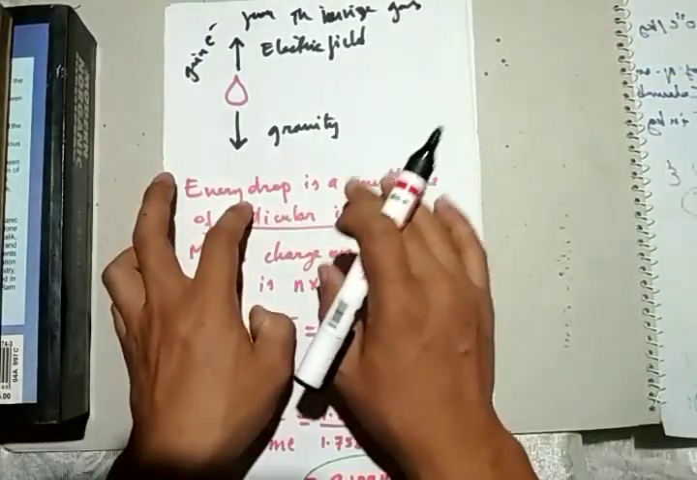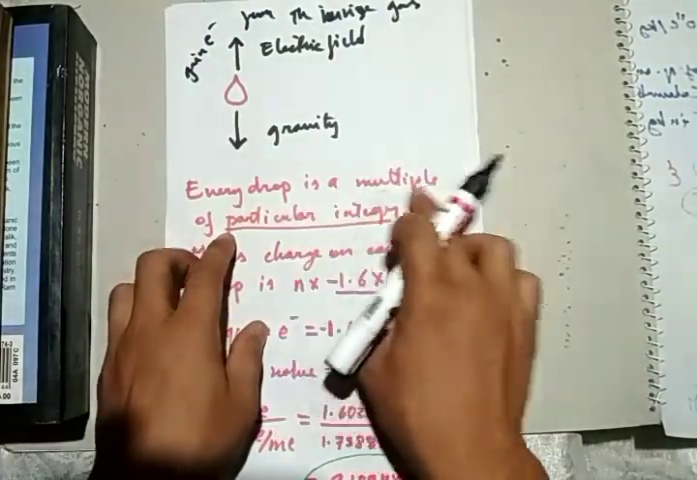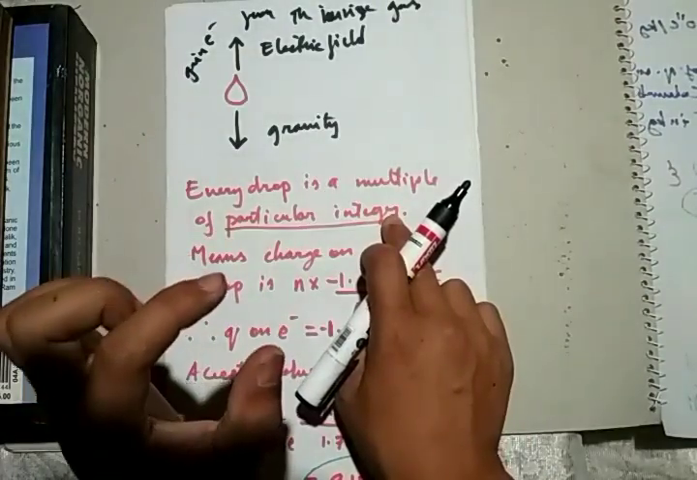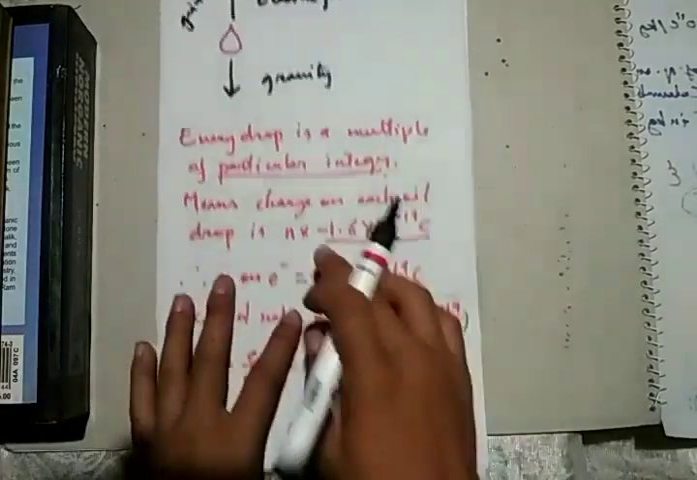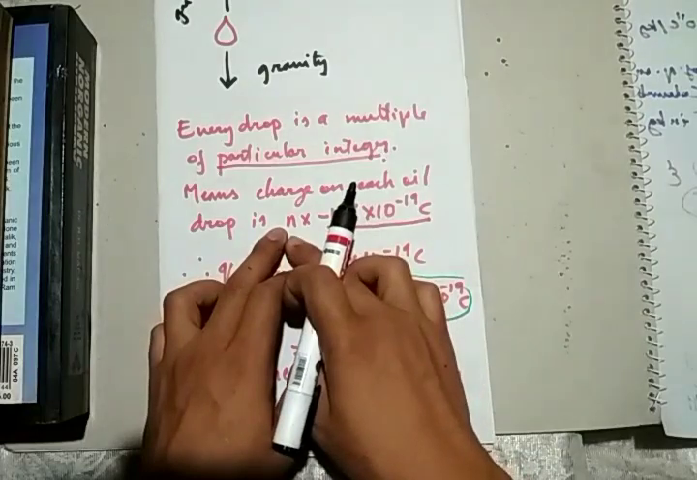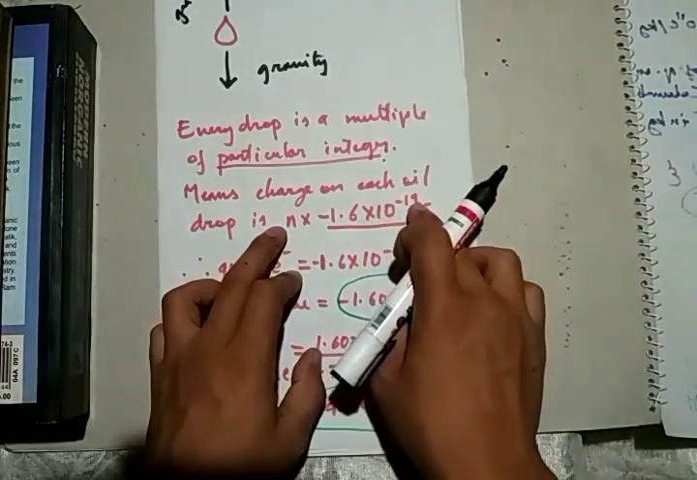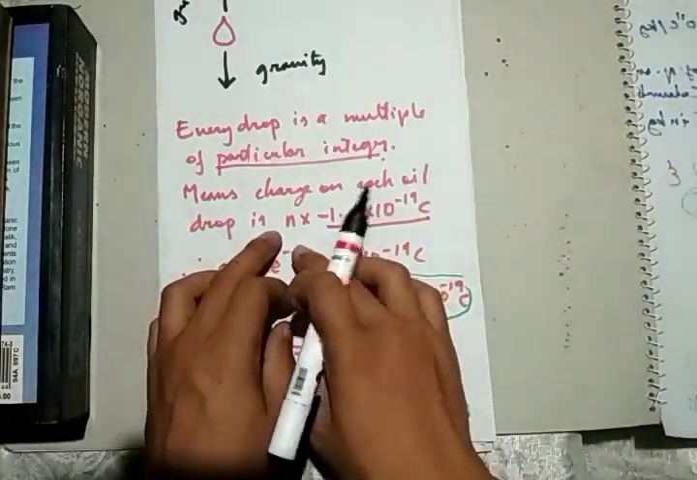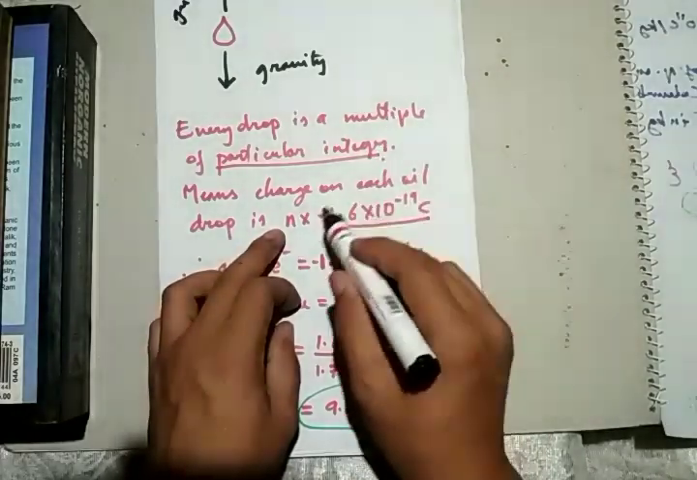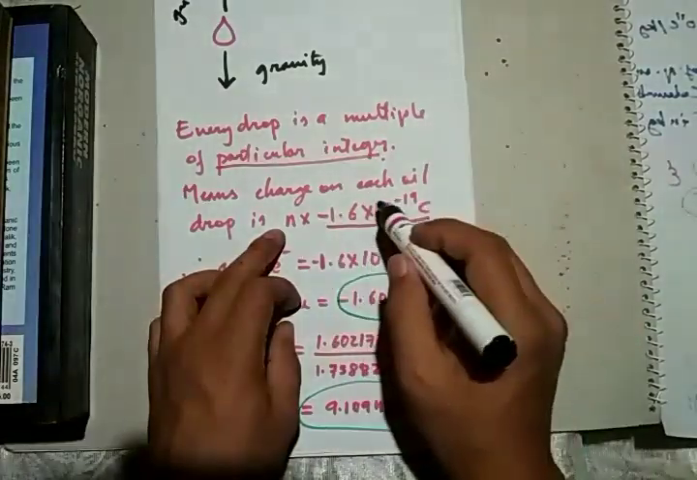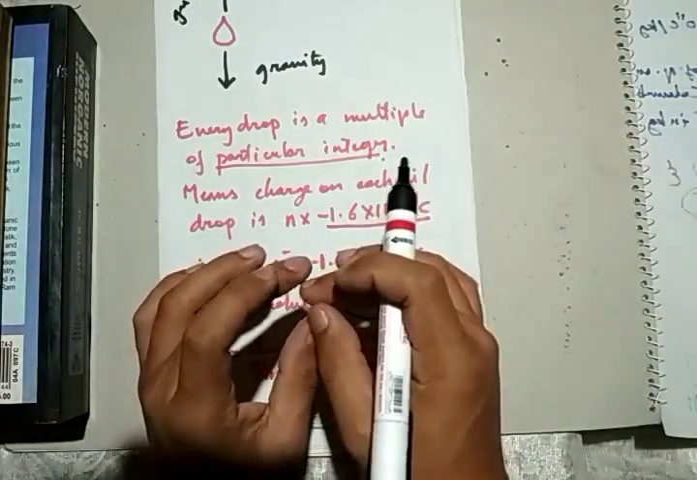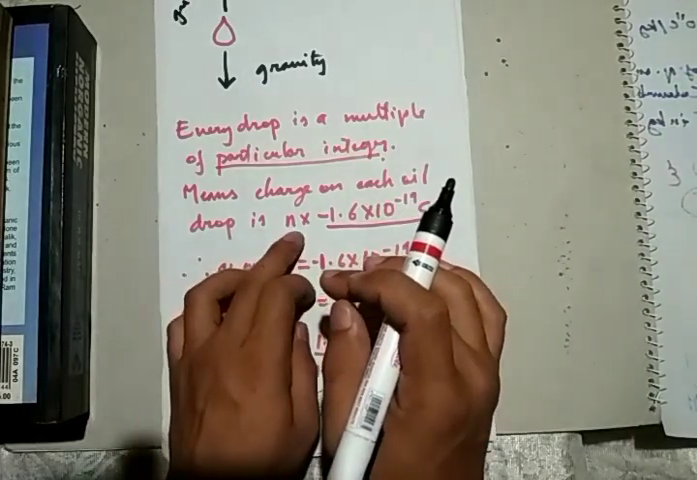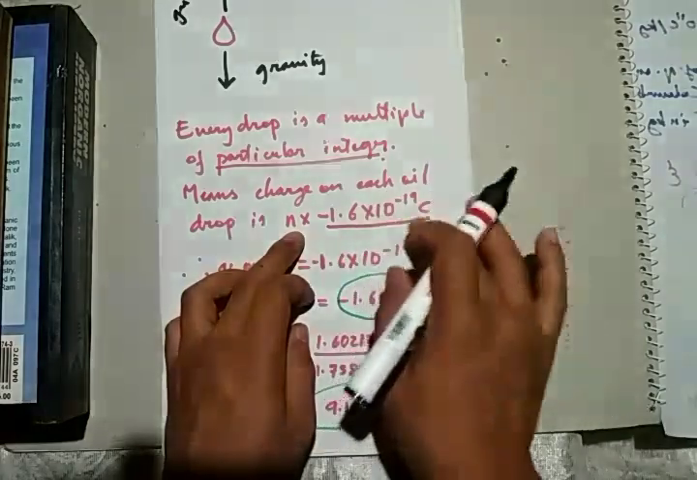What he observed through his experiment was that every drop carries a multiple of a particular integer, meaning the charge on each oil drop is n times minus 1.6 into 10 to the power minus 19 coulomb. He found that the charge on each oil drop is a multiple of this particular value. Since the droplets come in different sizes, some big, some small, the number and value will vary, as 1, 2, 3.